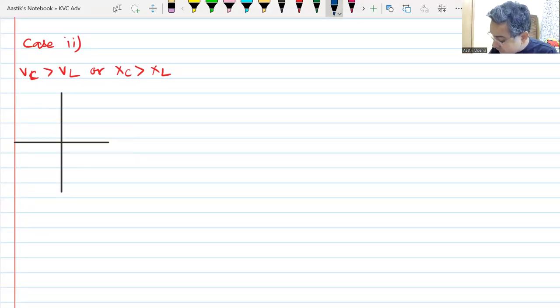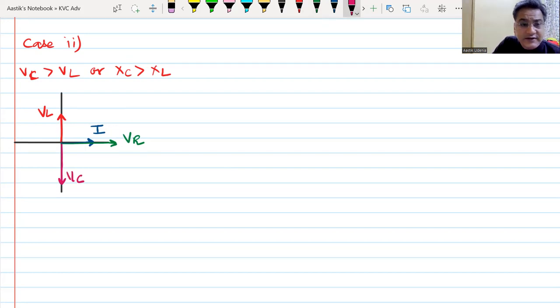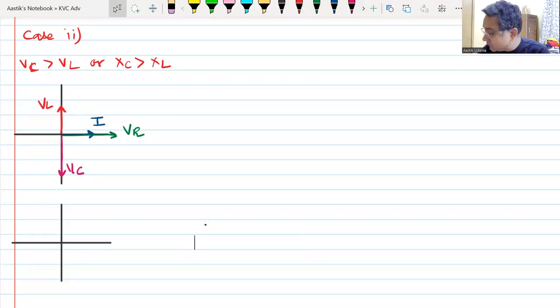If I draw the phasor of current first, I, the phasor of voltage VR will be in the same phase, VR. VL, I've drawn smaller. And VC, I have drawn bigger. Now, in this case, again, we have to repeat the same thing. What will happen is, in this case, what would be remaining would be your VC minus VL in the downward direction.